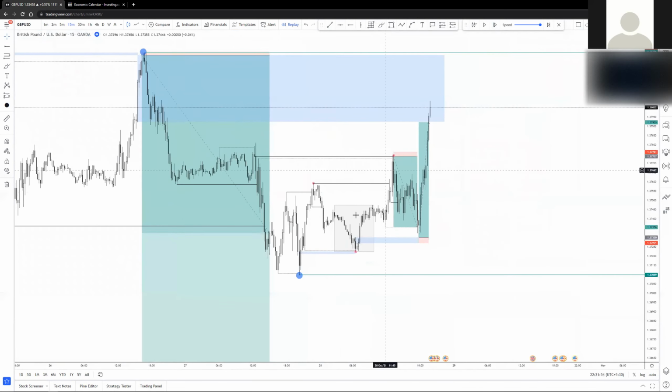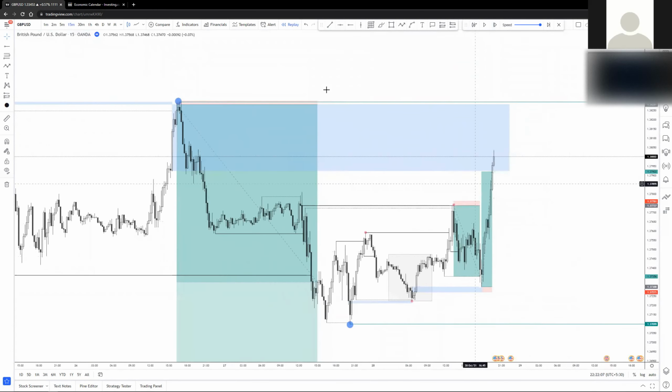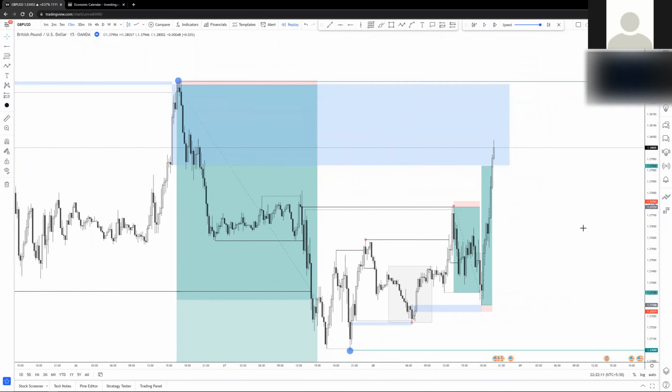Now, look at this. This is pure market structure. See? Higher highs, higher lows, higher highs, higher lows. If you understand structure properly, smart structure, you can just milk the market.